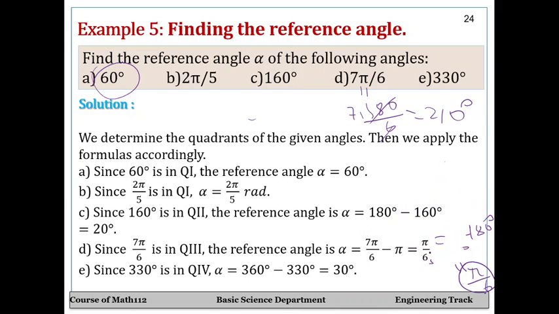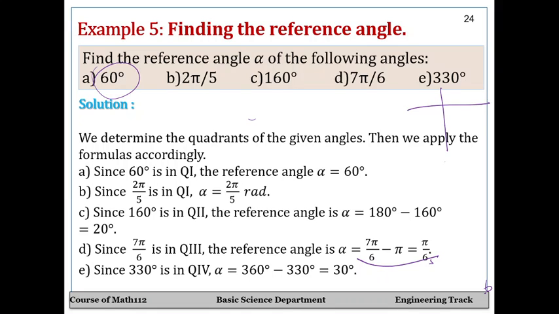Now, if you can see all the 180 degrees and 90 degrees in terms of radians, it's easy to see this. And one other thing: 330 is here. What's the reference angle? As you see, the reference angle will be 360 minus 330, which is equal to 30 degrees.